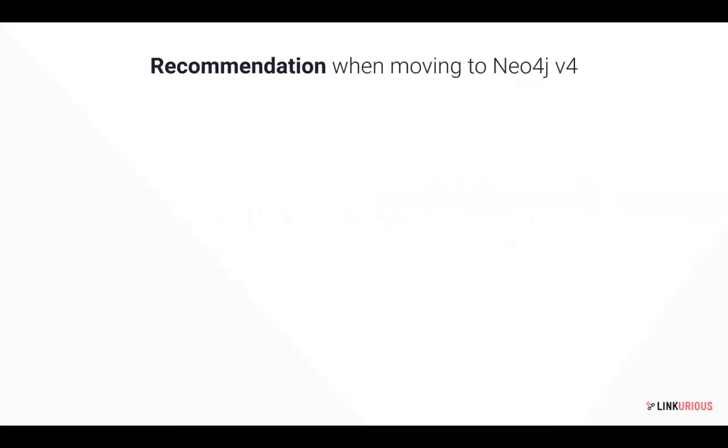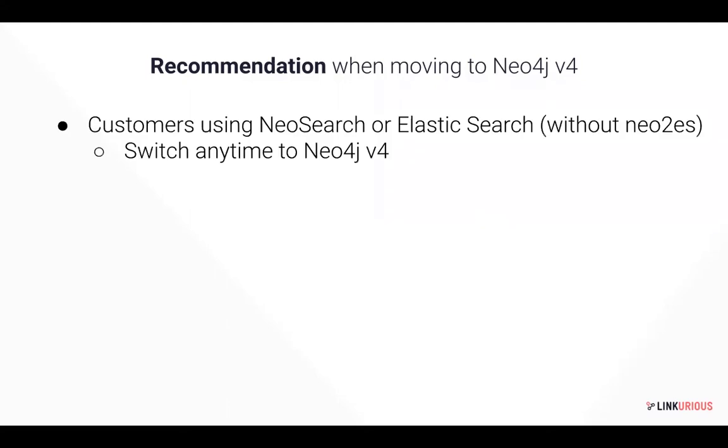So as you understand, there is an interplay here with Neo4j v4. And so I wanted to get back to what we would recommend based on your situation. How would we recommend you move on to Neo4j v4 or not? First, let's start with customers that are using Neo4j search or Elasticsearch, but without Neo4j. For those, as I mentioned at the beginning, you are not concerned, so it means that you can switch anytime to Neo4j v4.